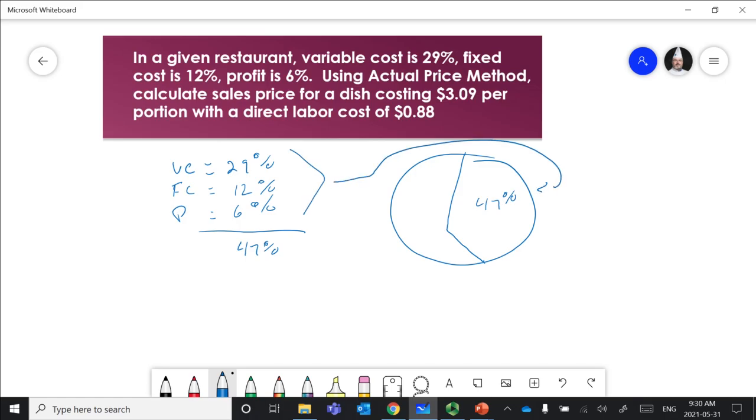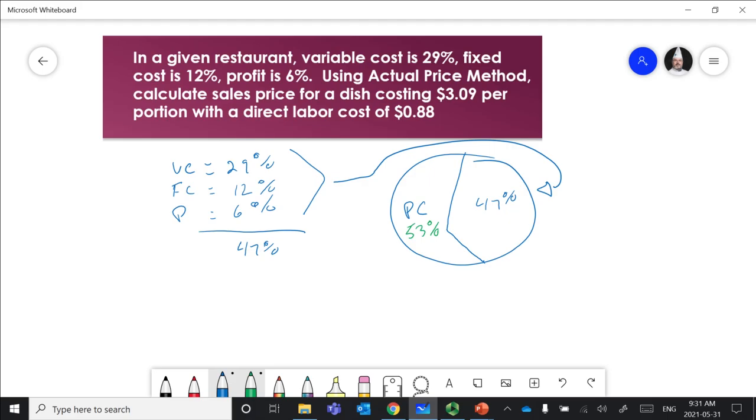So if we look at that pie again, right, we've got just under half, 47% for all of these, right? What's left in here is our prime cost. So our prime cost is going to be 53%, right? Because 100% minus 47 is going to give us 53%.